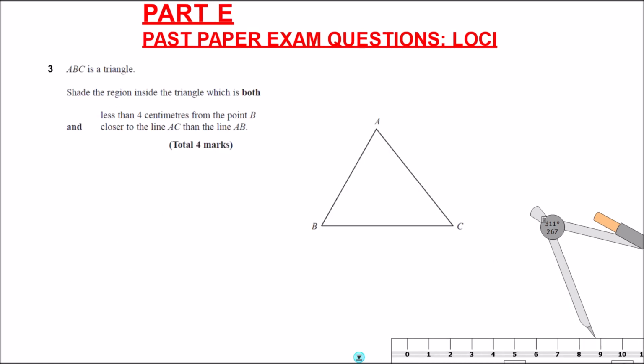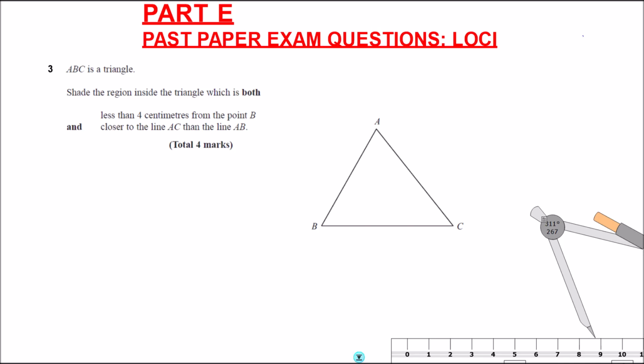Question 3. ABC is a triangle, and we need to shade the region inside the triangle that's both less than 4 centimetres from point B and closer to the line AC than the line AB. Ooh, so this is going to be a bit challenging perhaps. It sounds it, but actually it's not as bad as what it looks.